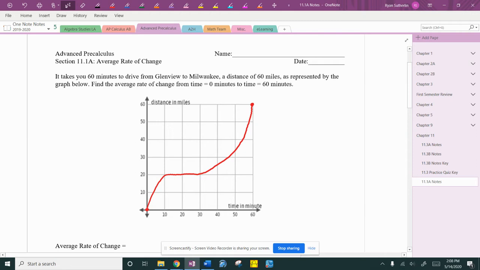So let's start with an average rate of change problem from a graph. It says it takes you 60 minutes to drive from Glenview to Milwaukee, a distance of 60 miles, as represented by the graph below. Find the average rate of change from time 0 to time 60.